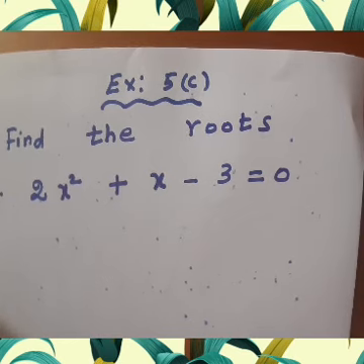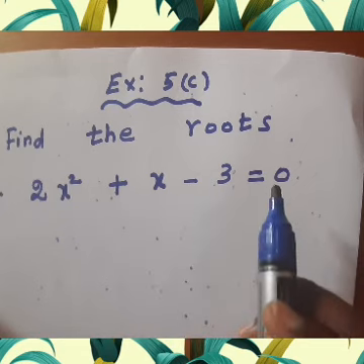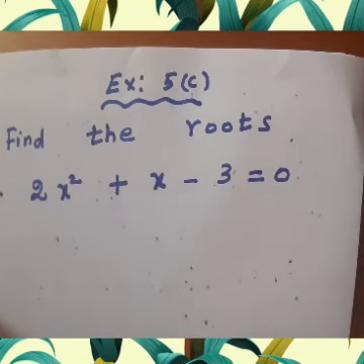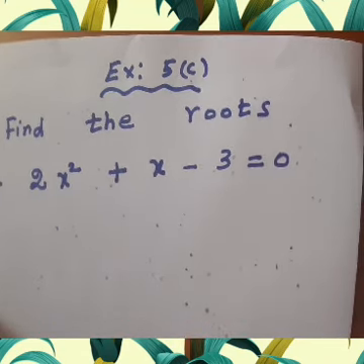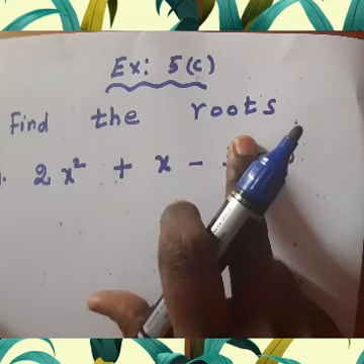So this is a given equation, students. 2x square plus x minus 3 is equal to 0. Always remember, a quadratic equation has two roots. You will get two answers. So the question here is you have to find the two roots.